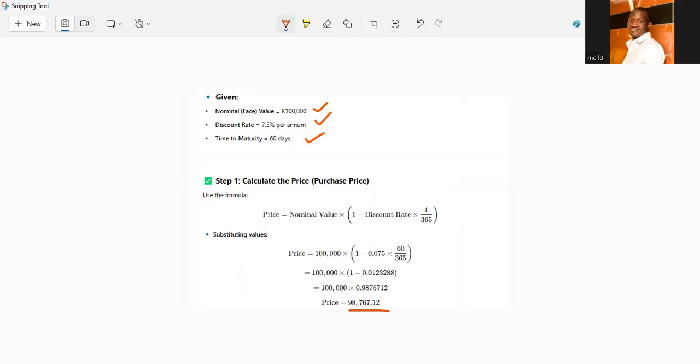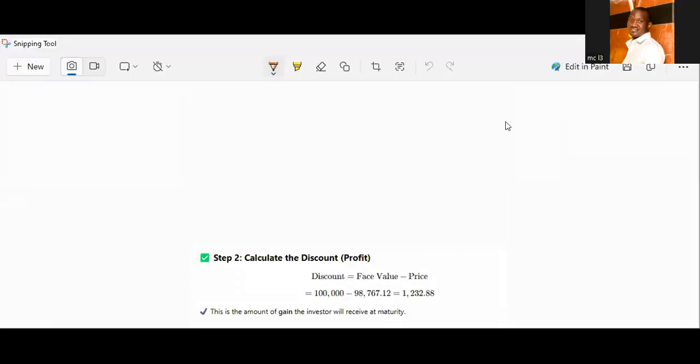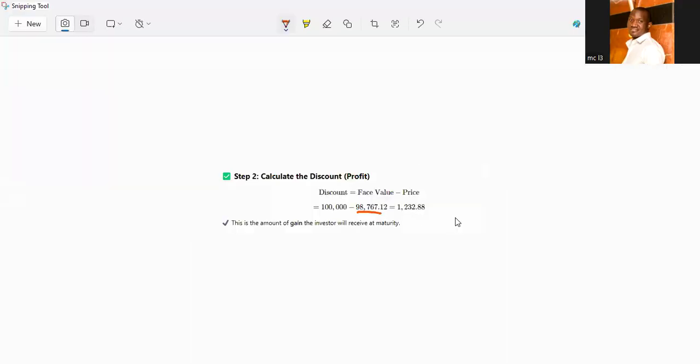Secondly, we now go to calculating the discount itself. What is the discount? The discount is the difference between the face value and the actual price. So the discount should be equal to the face value minus the actual price. Our face value is 100,000. So this is the gain that the investor will have. So the second step is we need to calculate the profit, the discount we are getting. So 100,000 minus 98,000, we get 1,200. So this is how much we're going to receive at maturity. Are we together so far?